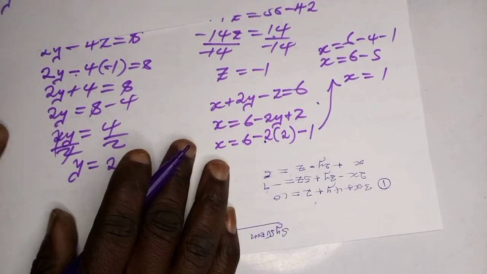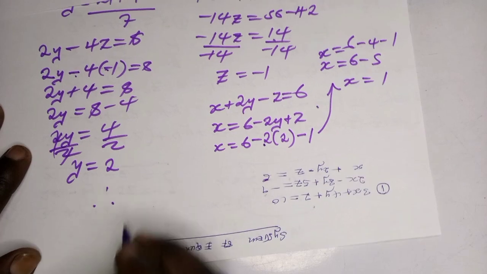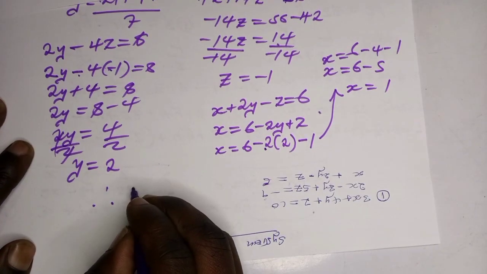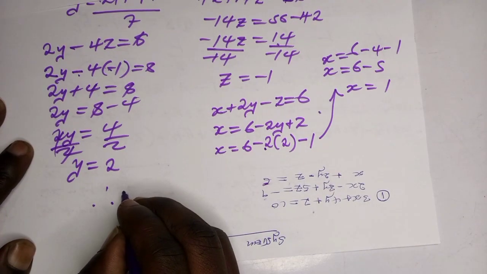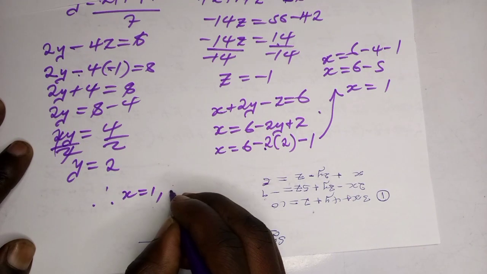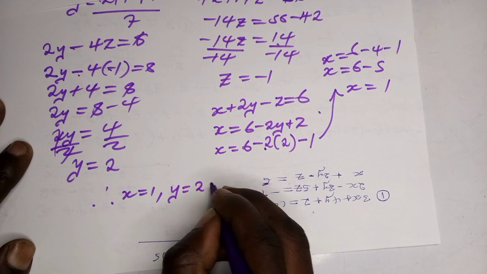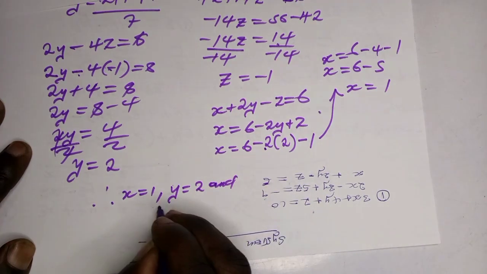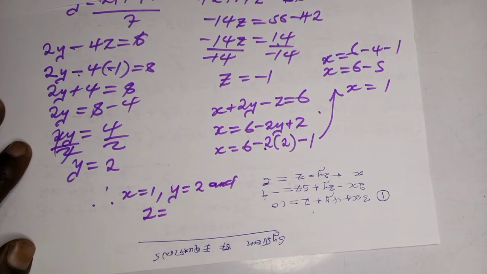Therefore, the values of those variables are: for x it is 1, y is 2, and z is minus 1.